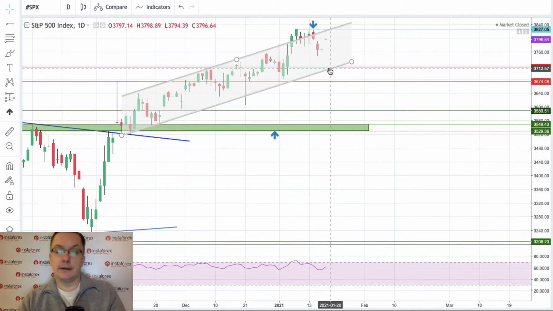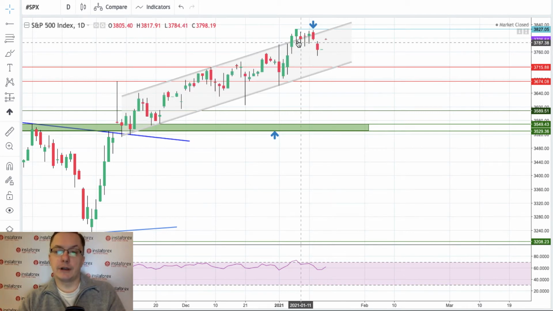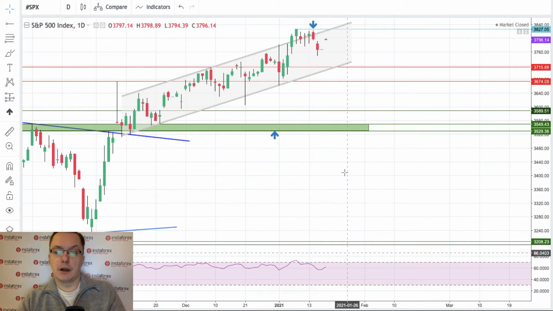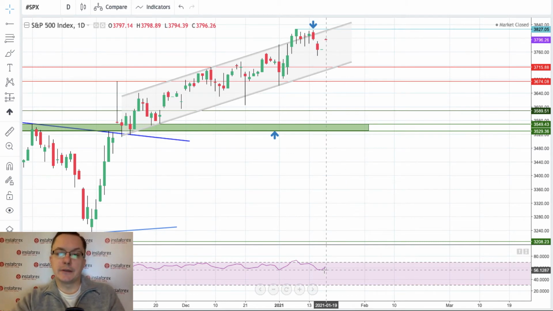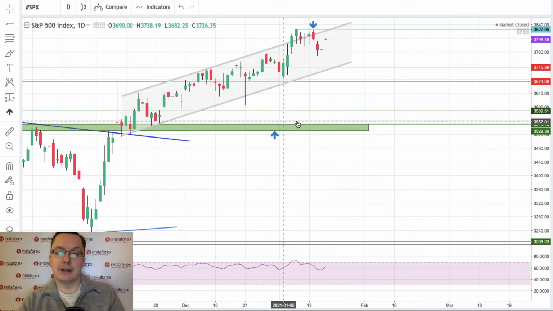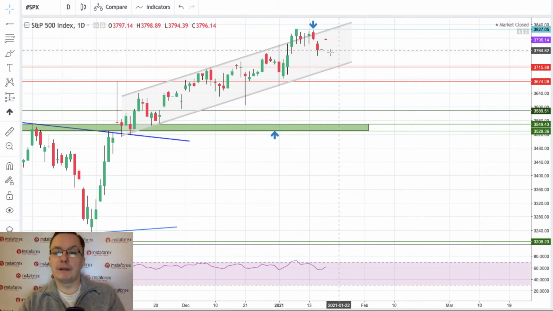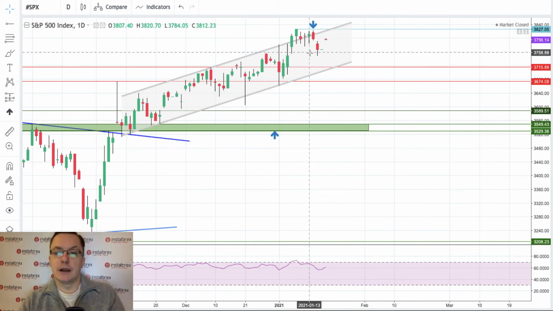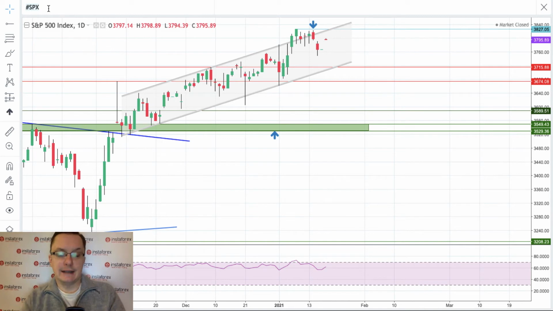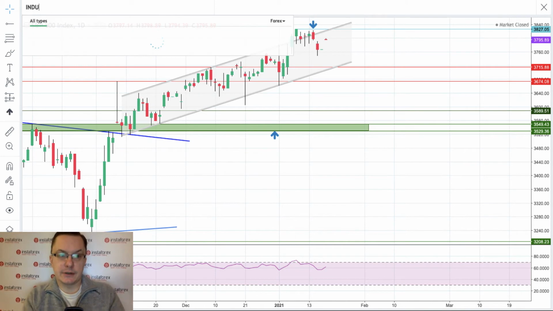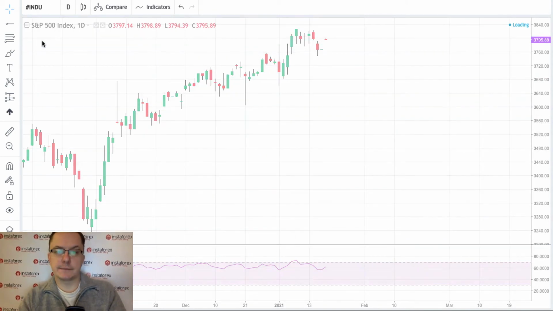So far, it looks like we have reached some sort of a top, maybe long-term top, maybe short-term top. For now, we are trading inside of the channel. So as long as the channel holds, there is still hope and there is still a possibility for another higher high. If the channel will be violated, then of course we go lower, lower and lower. That's the S&P 500.